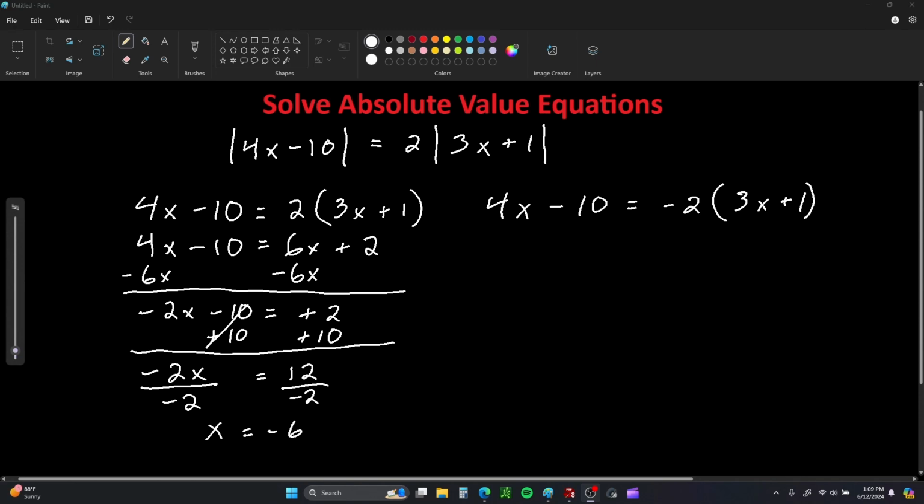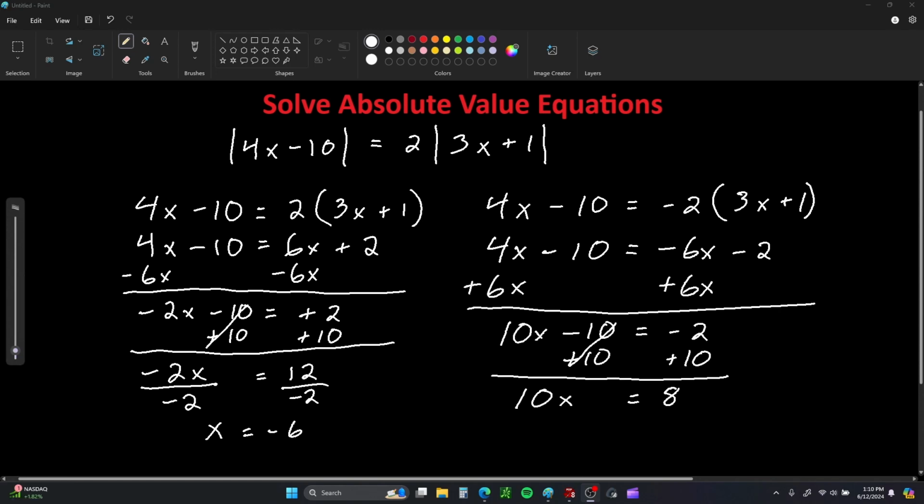On the second side, I'm going to do the same by distributing and then moving the x's to one side and the constants to the other. And finally, dividing both sides by 10, giving me x equals 0.8.